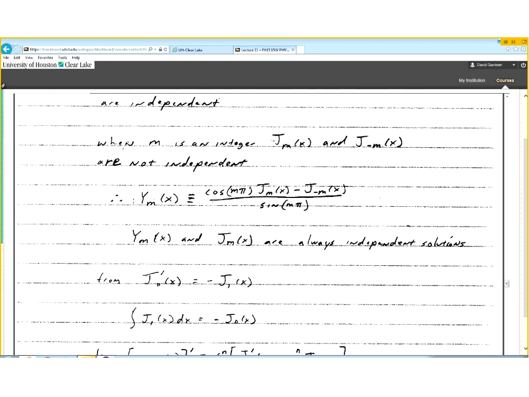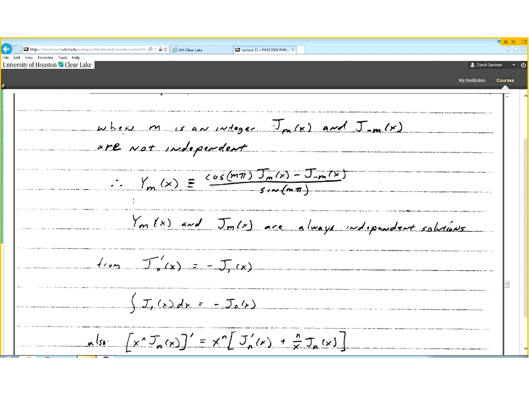And you can also combine these Bessel functions by multiplying by cosine m pi and combining J_m and J_(-m) in order to get the Y Bessel function. And these are always independent solutions. So this is another solution of Bessel's equation. And this makes a lot of sense because if you look at the original equation, since that was a linear equation, then adding together two Bessel solutions should give you a third Bessel solution.